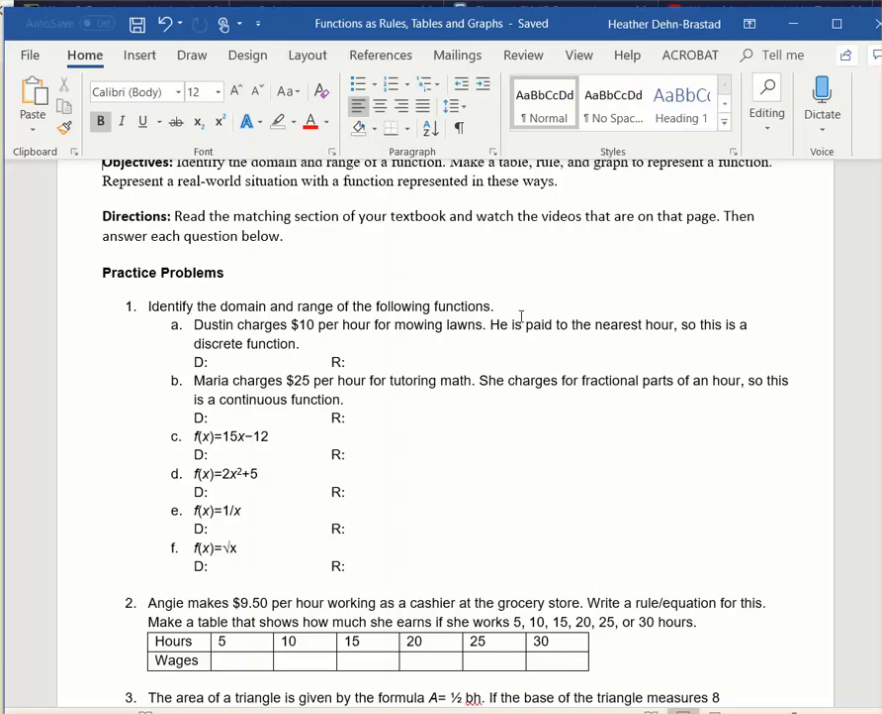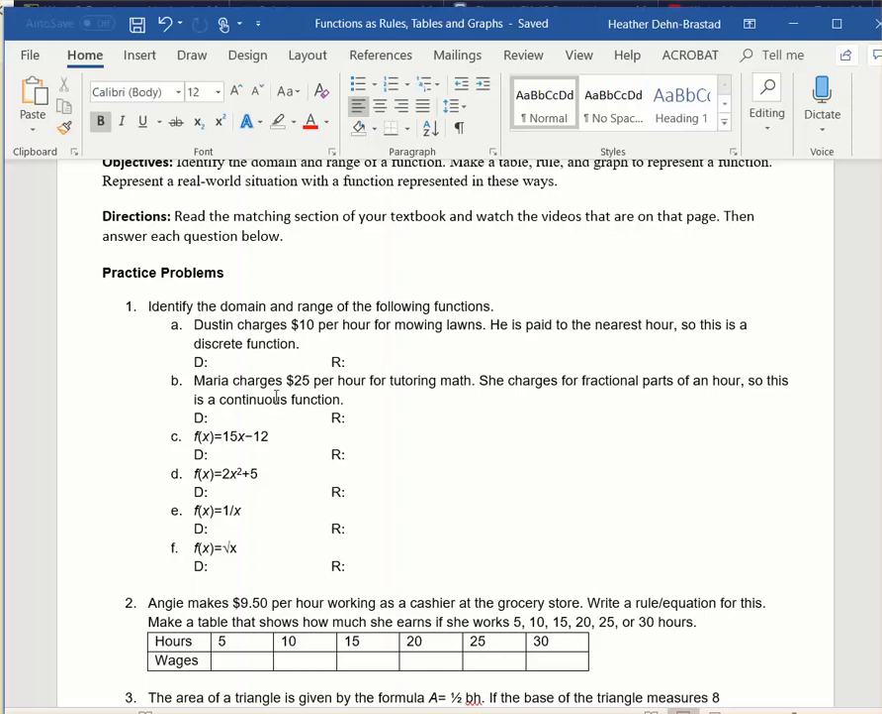So we have the following functions. Remember that in a discrete function like in A, you will just make a list of the possible x values. In this case, the number of hours that he might be paid during a pay period, like maybe a week. And then the range would represent the wages he would earn. So those will be just lists of numbers.